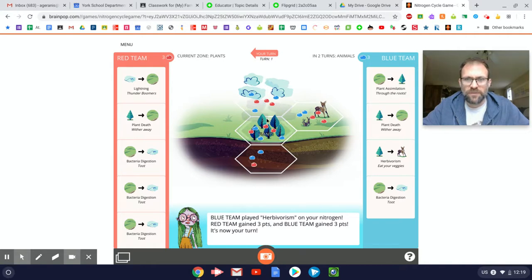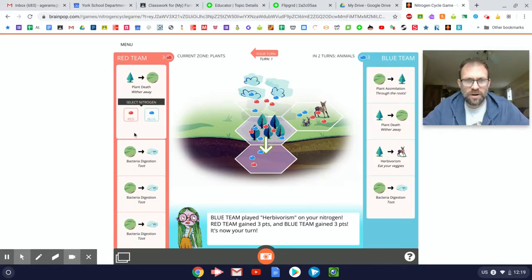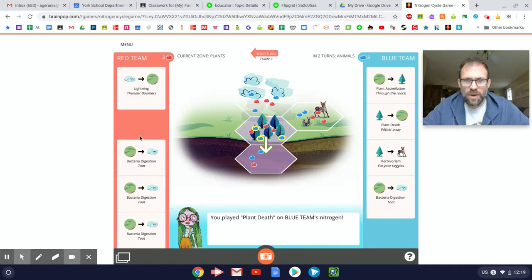My turn again. I'm still aiming for the target zone. I'm going to hover over my cards to see if I have any. I don't have any cards that are going to move nitrogen into the target zone, but I do have a card, Plant Death, that moves my opponent's pieces out of the target zone. So check this out. Wither away, it says, and I click on the card, and it says any nitrogen that's left in the plant when it dies simply returns to the soil as the plant decays. That means decomposes as the fungus break it down. So more nitrogen's going from the plants to the soil. Yeah, I'm going to play this card, and I'm going to play it to defend. I'm going to make blue go away from the target zone.